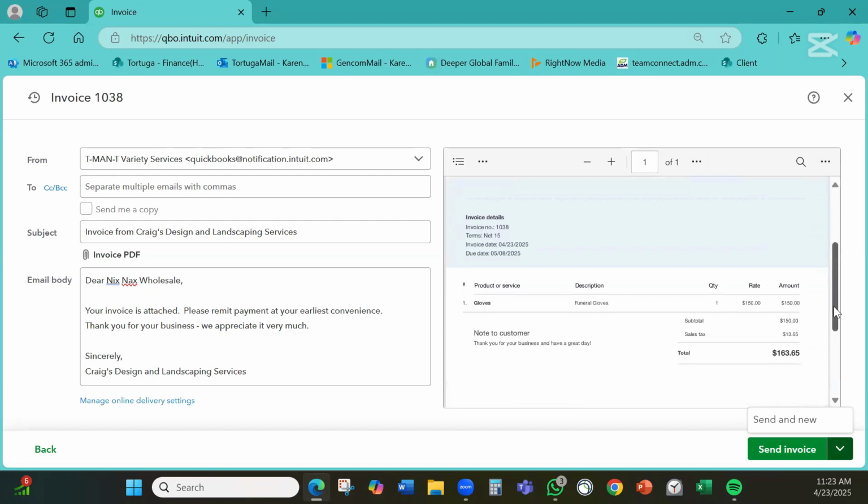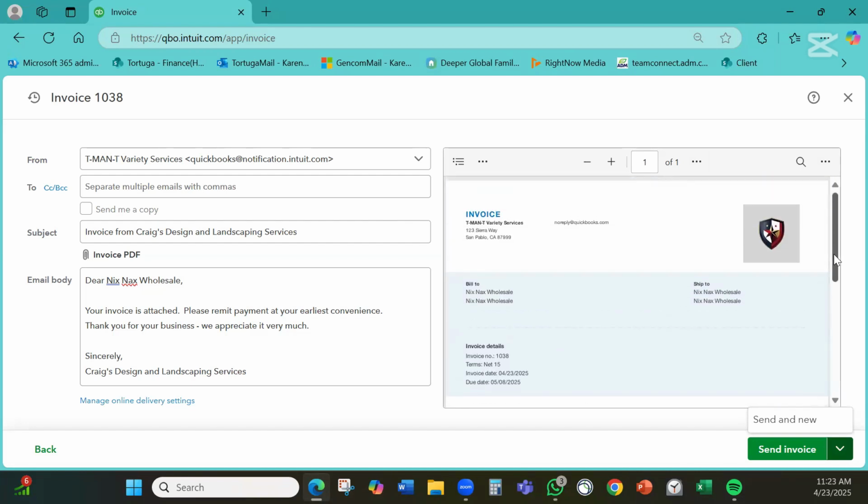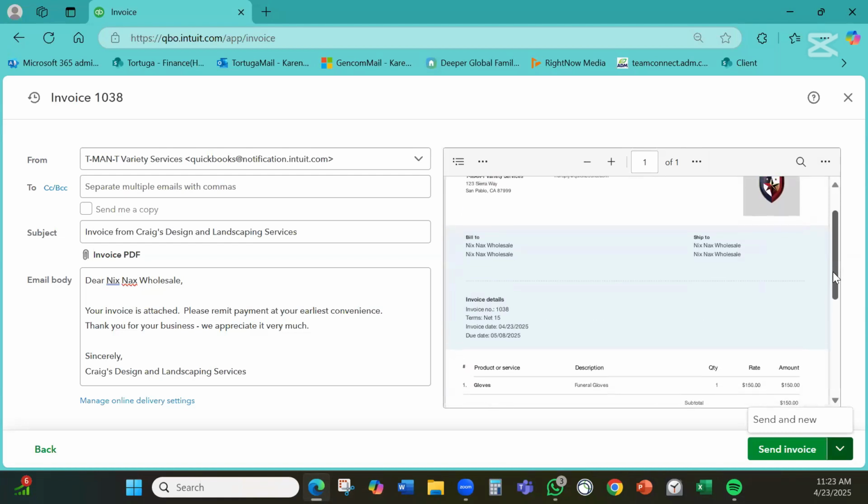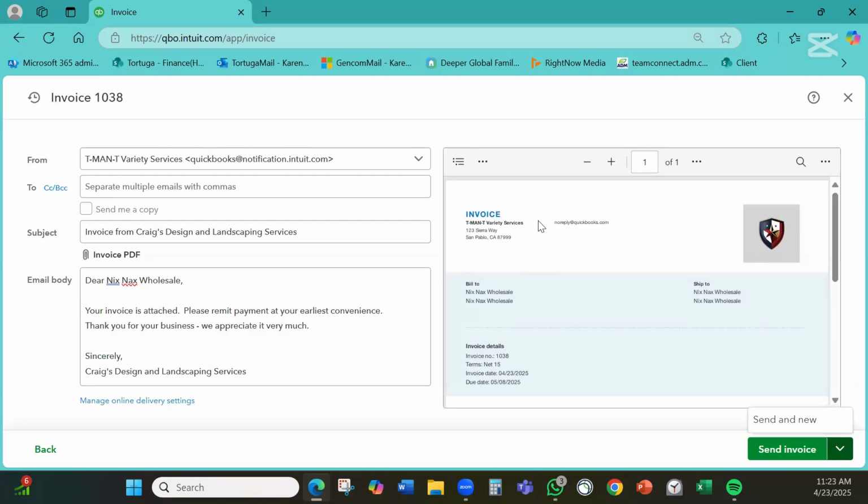This is just tiny, but you can see, right? Here is the invoice. I trust you're seeing and you're still there. Here's the invoice. This is your invoice. This is your logo. This is who you're billing. This is who you're shipping to.